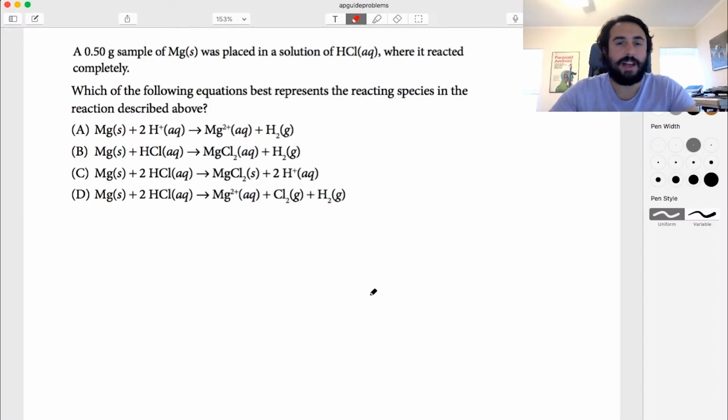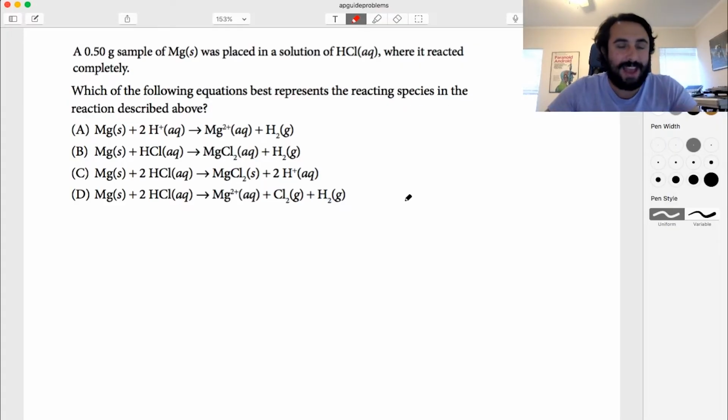Okay, this time we've got sort of a 3-part question. So this is part 1. We're going to be talking about the same reaction in each case. The first one says, we have a 0.5 gram sample of magnesium solid, and we're placing this in a hydrochloric acid solution, and it reacts completely. So the hydrochloric acid is in excess. Now, which of the following equations best represents the reacting species in the reaction described above?